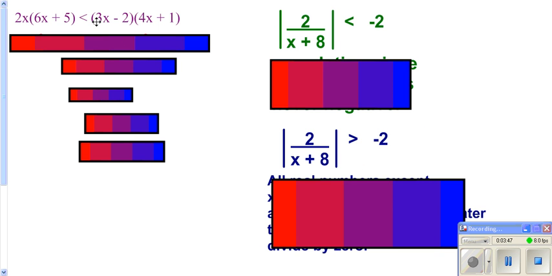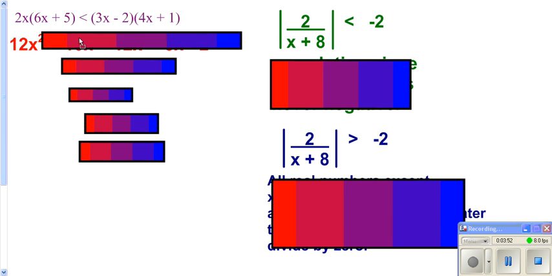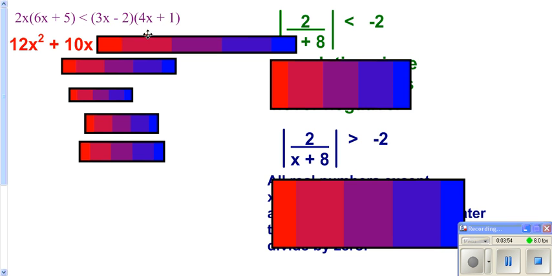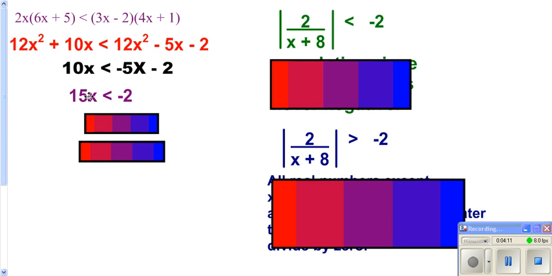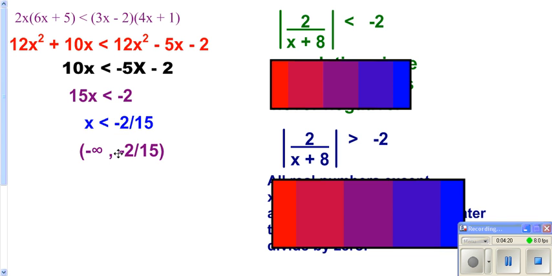Now we'll solve this one here. To solve this one, you want to eliminate the parentheses, so distribute on the left-hand side. On the right-hand side you're going to have to FOIL. Now it's just quadratic. You'll notice that your 12x squared will drop out on each side when you subtract 12x squared from both sides. Now you're going to have to add 5x to both sides. Now you have to get rid of your 15 by dividing by 15. You're only dividing by a positive number, so you don't switch your inequality sign. And here's your interval notation if you wanted.